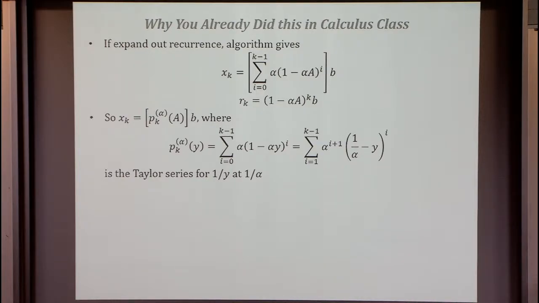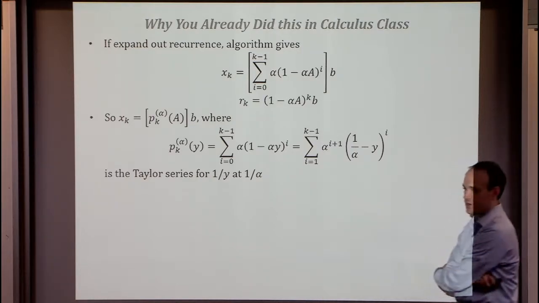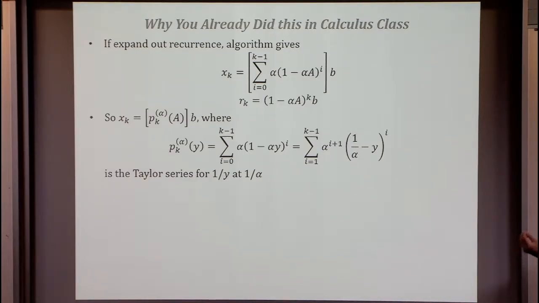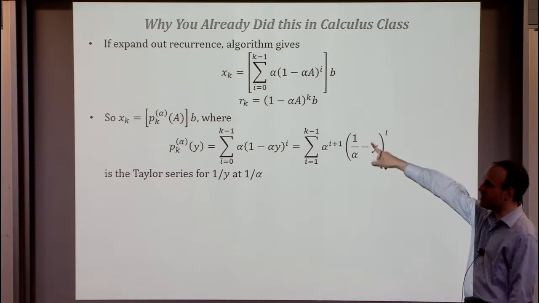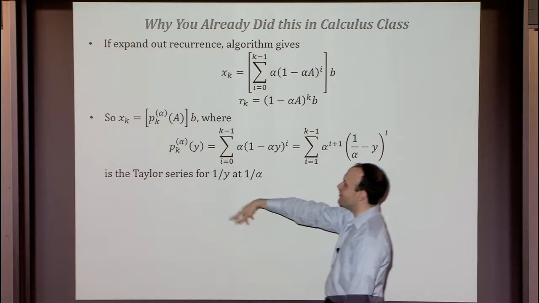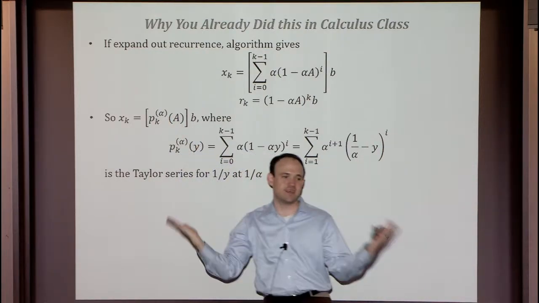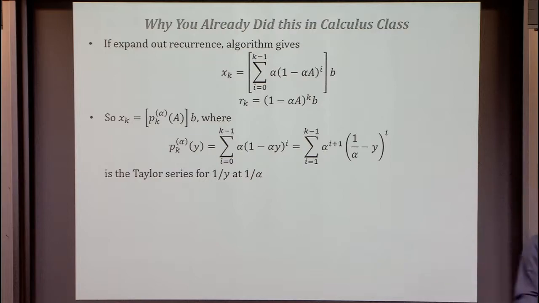And what is this thing that I just wrote down? All I did is replace the capital A with a y and call it a univariate polynomial. This is just the Taylor series for 1 over y around 1 over alpha. So if you expand out the algorithm that we just did, you take steepest descent and fix the step size, and morally you want to compute 1 over A, so you write its Taylor series to the first k terms and apply that to your right-hand side.